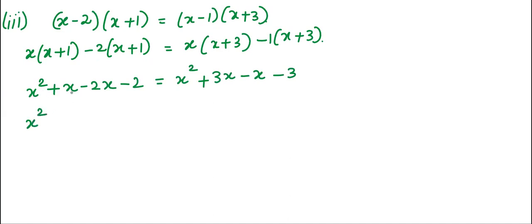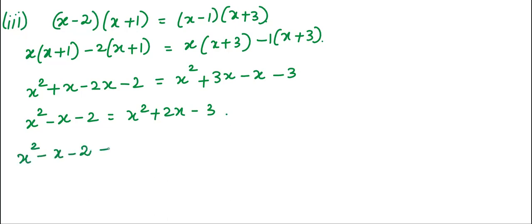So x square plus x minus 2x will become minus x. Minus 2 is equal to x square. 3x minus x would become plus 2x minus 3. Now bring everything to this side. So x square minus x minus 2, then minus x square minus 2x plus 3 is equal to 0.